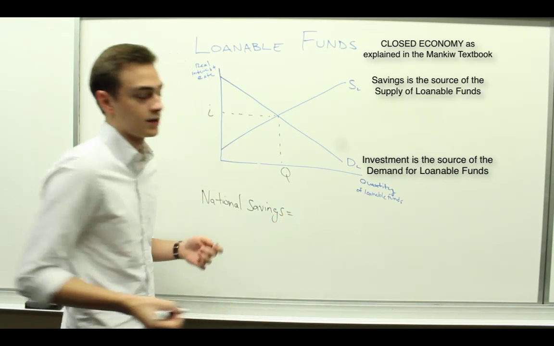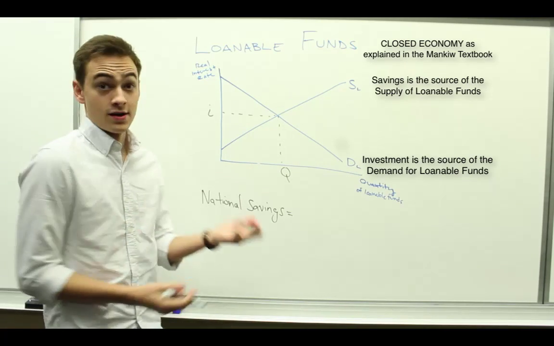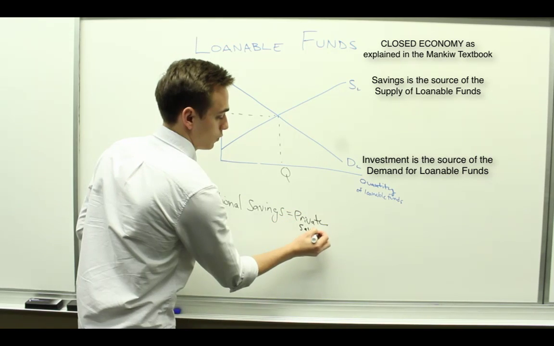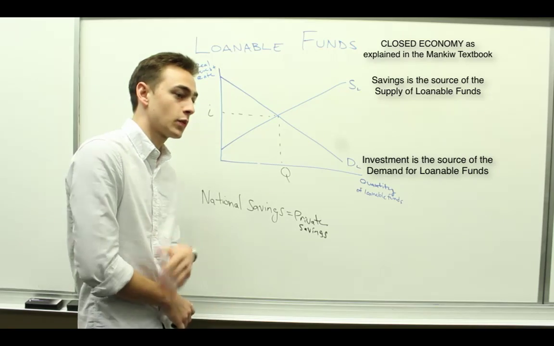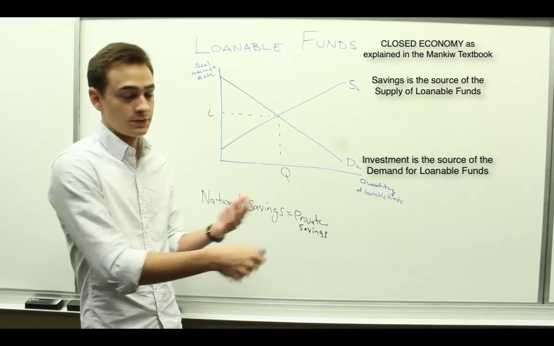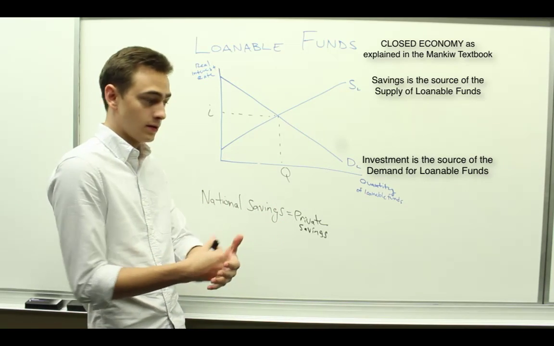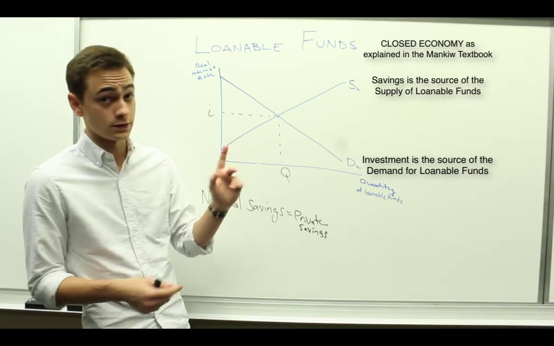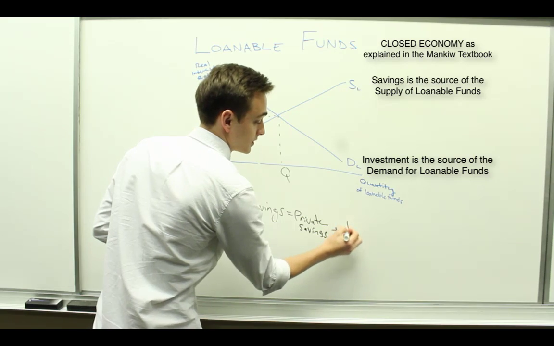So what is national savings? You think about it, it's all of the savings in the economy. It's private savings, which is the amount of money that people have left over after they've consumed. It's basically their income minus consumption. They have this savings that they may be willing to lend out to borrowers at a specific interest rate. And then national savings is private savings plus public savings.